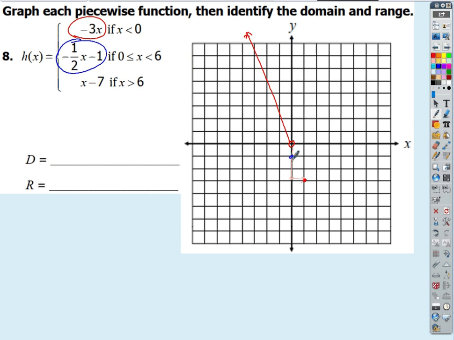Good, and open or closed endpoint there? Closed, yep, because x is greater than or equal to 0. So because I've got that equal sign, it's gonna be closed, right? The left endpoint of this interval is gonna be closed. Now, where do I go from there? Down 1 over 2. So down 1 over 2 to get another point, and I'll connect and extend those all the way up.